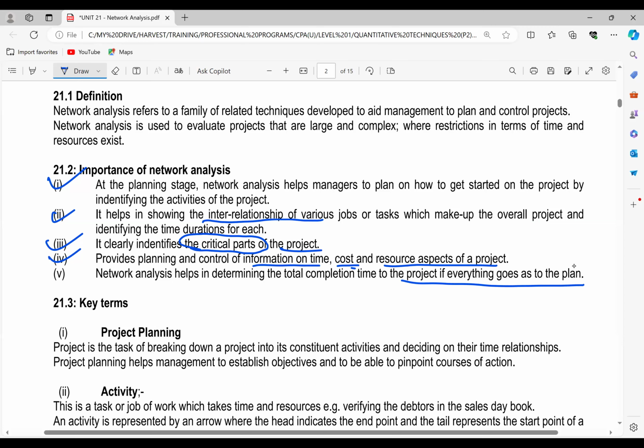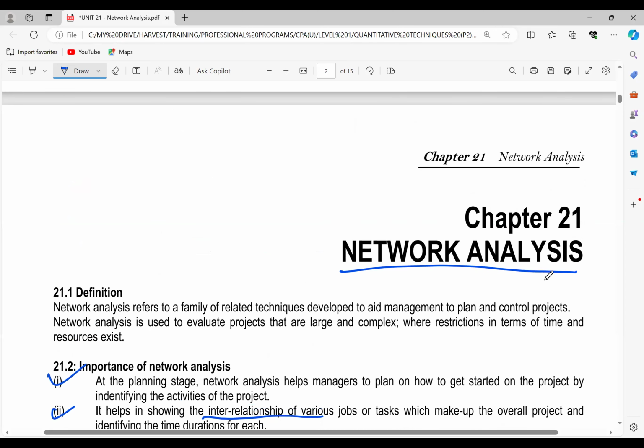Okay, total completion time. Network analysis helps in determining the total completion time of the project. So we are able to tell whether the project will take us 1 month or 1 year or 1 week and so on. So that is the output of the process. So it is a very powerful tool, but I can just list 3 things.